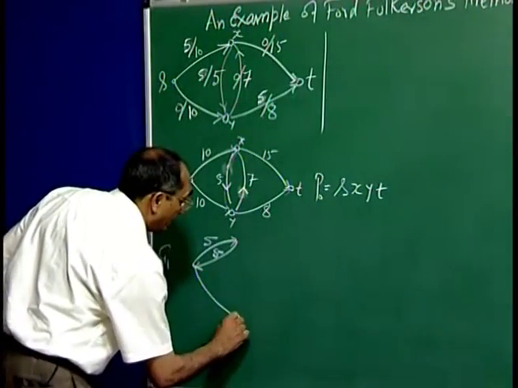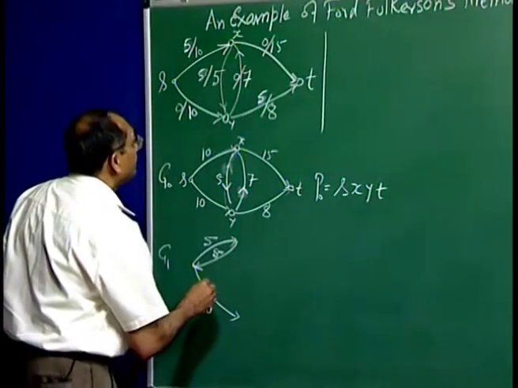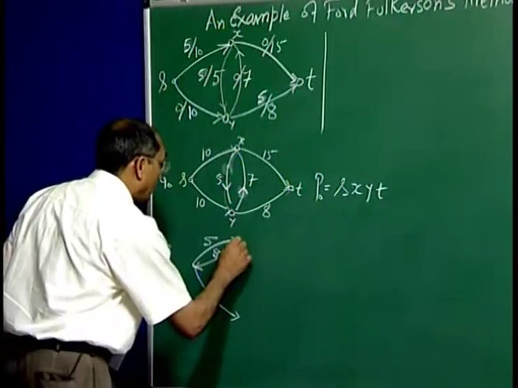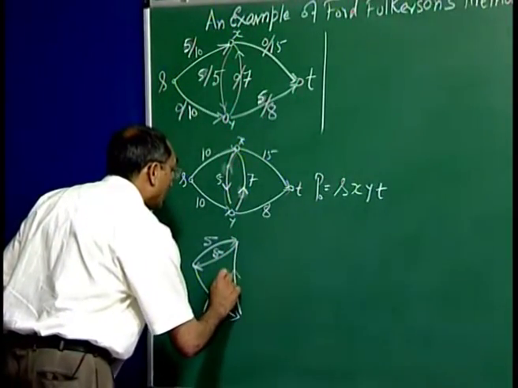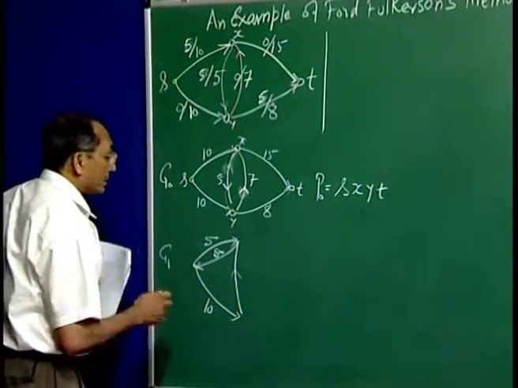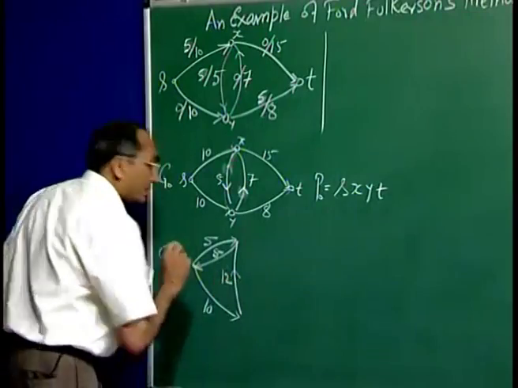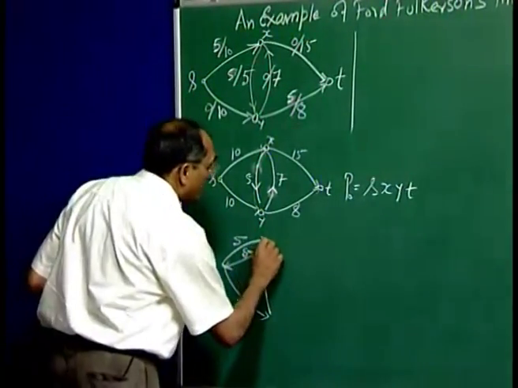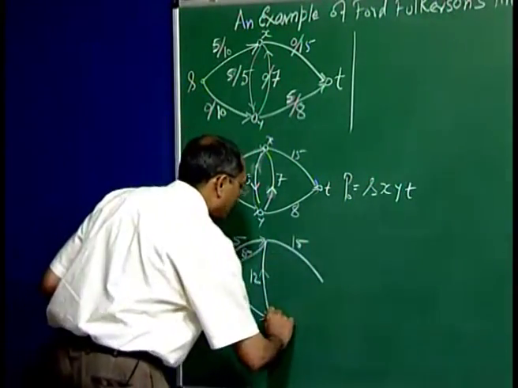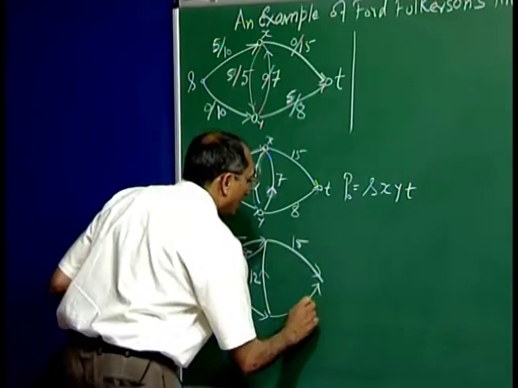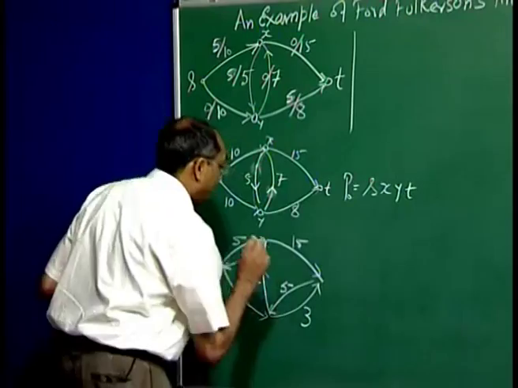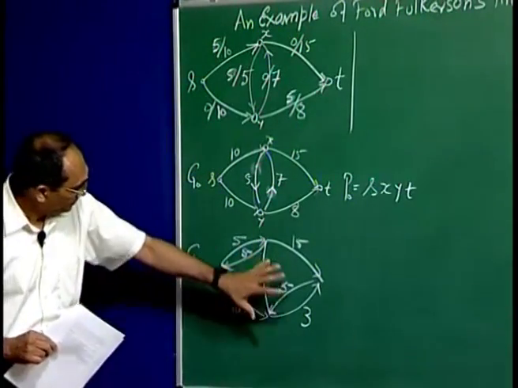We will have an edge with 10 capacity this way. Now this is saturated, so this edge will go away and we will have an edge with 5 capacity, but we also had additional 7 capacity. So this will be a 12 capacity edge. This is 15 and this has 3 and the reverse edge has 5 capacity. So we have the new graph.